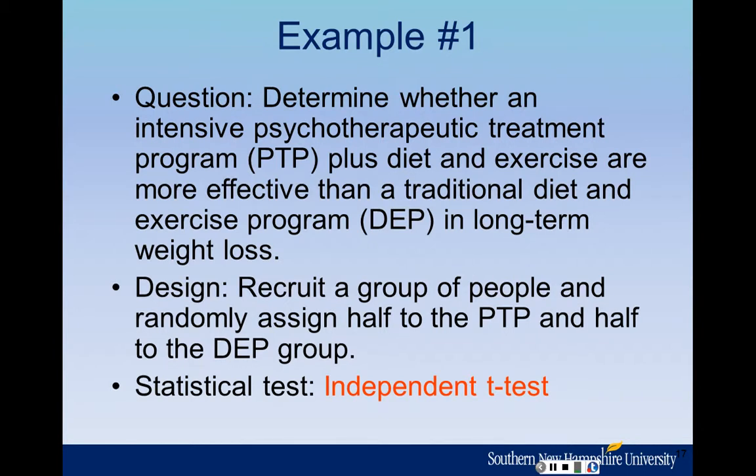It's a t-test because there are 2 groups. We're comparing diet and exercise to diet and exercise plus psychotherapy. 2 groups. It's independent because these people are unrelated. The people in the diet and exercise group are different people than the people who are also getting the psychotherapy. These are unrelated groups. The variable that's being measured, the outcome variable, is weight loss.